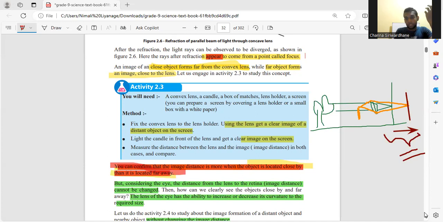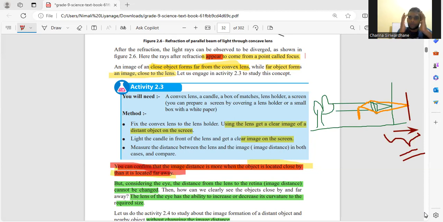Cells will not get stimulated and electrical signals will not be created, so we can't see anything properly, right? So our retina should get a clear image on that, but it cannot move here and there, and our lens also cannot move here and there. So our focal length is our image distance, not the focal length actually. Our image distance is fixed. It cannot be moved, right? Our image distance is fixed.